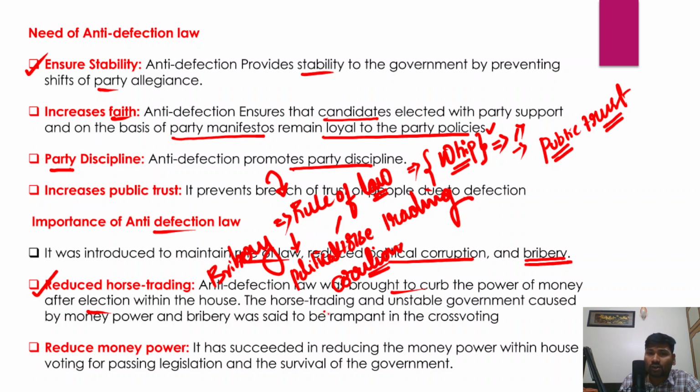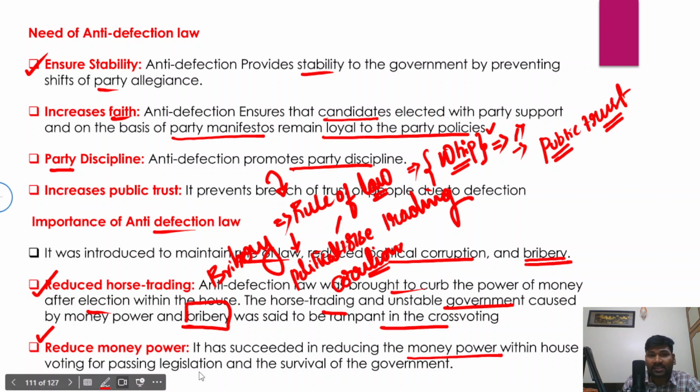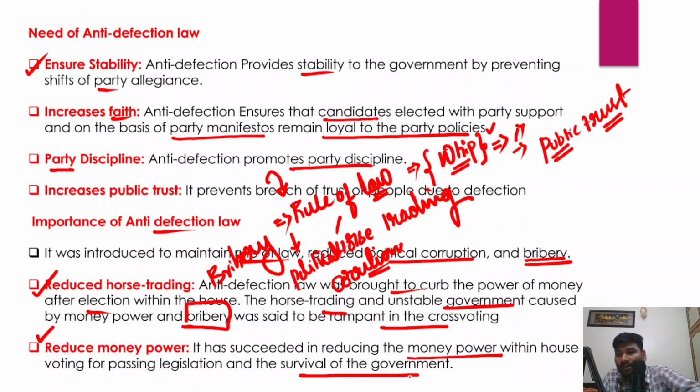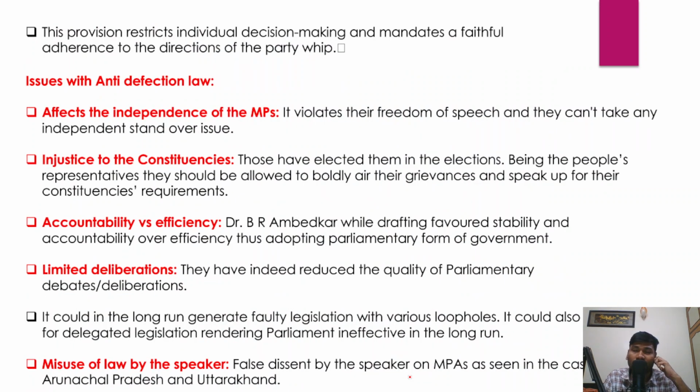In fact, horse trading and unstable governments caused by money power and bribery are said to be rampant in cross voting, right? So the anti-defection law would also reduce the excessive use of money power, because it has succeeded in reducing money power within the house, in voting for passing legislation, and in the survival of the government as well. So these are certain advantages of having an anti-defection law.